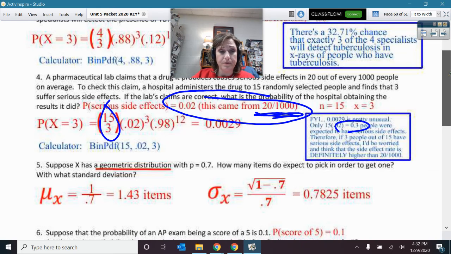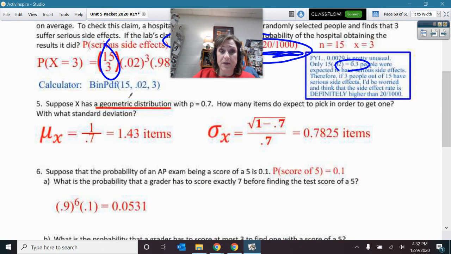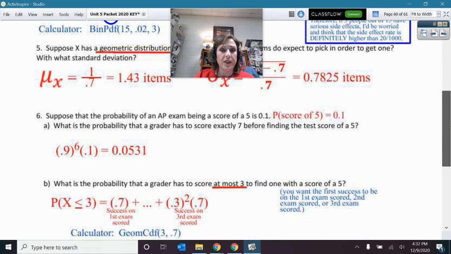Okay, big deal. So we have a geometric with the probability of success being 0.7. How many do you expect to pick in order to get one? Here was that geometric, 1 over p, and then this is the standard deviation formula. So just figuring out the formula.